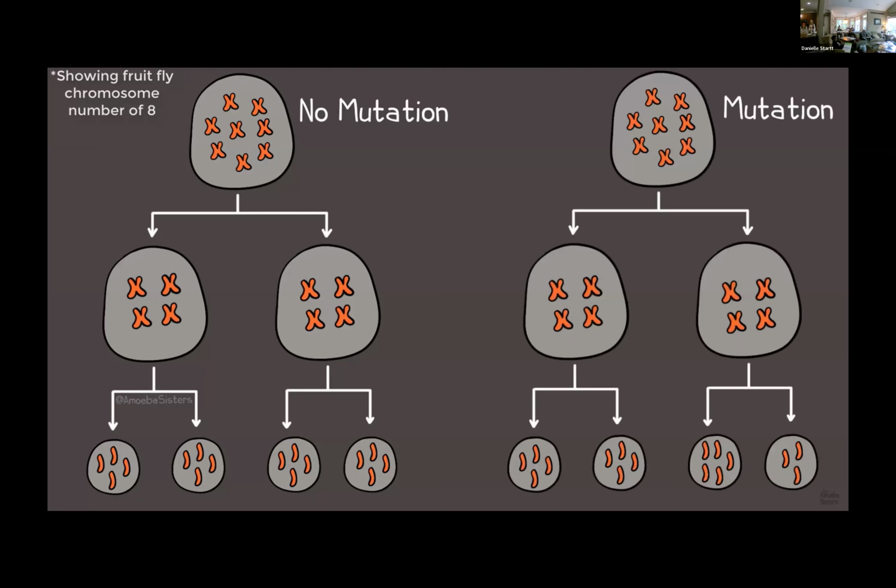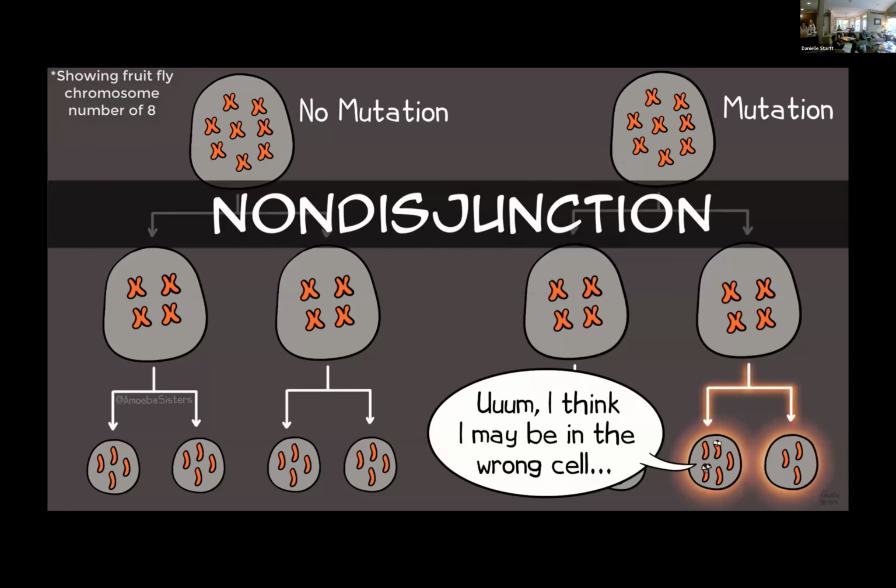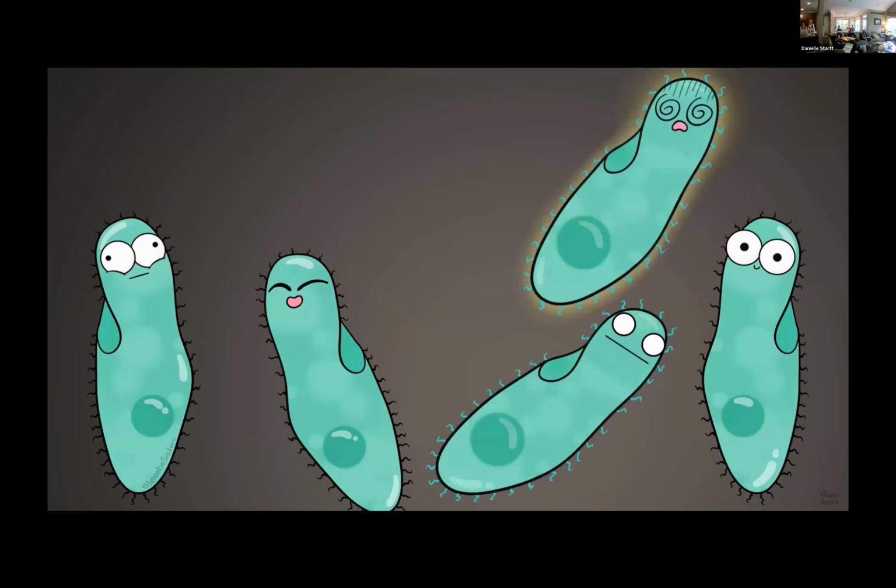However, sometimes those chromosomes don't separate completely. We call this non-disjunction. This can result in an egg or sperm cell that has too many or too few chromosomes. It's possible for a mutation to be passed down to offspring. Consider a protist with a mutation. Many protists reproduce asexually, and when they divide, the daughter cell can inherit the same mutation.